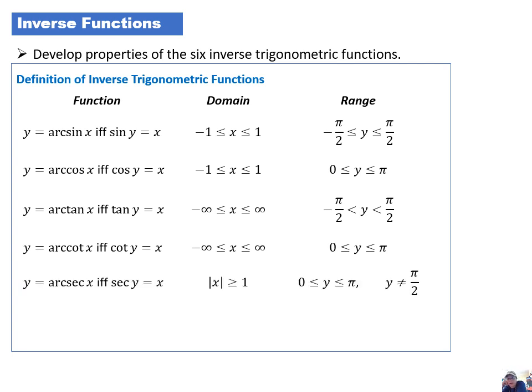Arc secant, its domain is absolute value of x is greater than or equal to 1, and its range is from 0 to pi, as long as y does not equal pi/2. And arc cosecant, absolute value of x is greater than or equal to 1. Its range goes from -pi/2 to pi/2, as long as y does not equal 0.